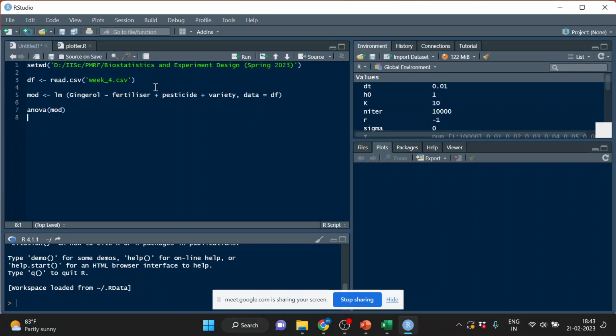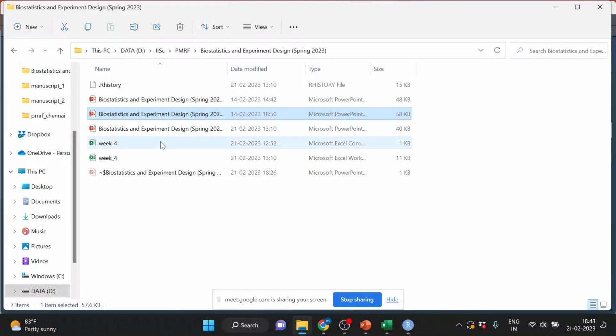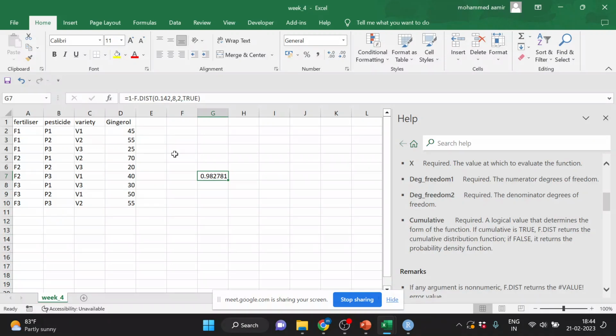Okay. So I just imported my data. So my file that is week 4, it's a CSV file. It's like on this Excel that I can save it as a comma separated file. Okay.